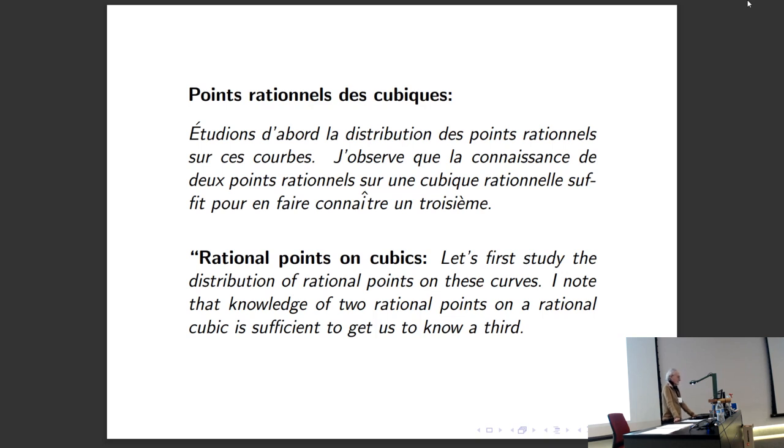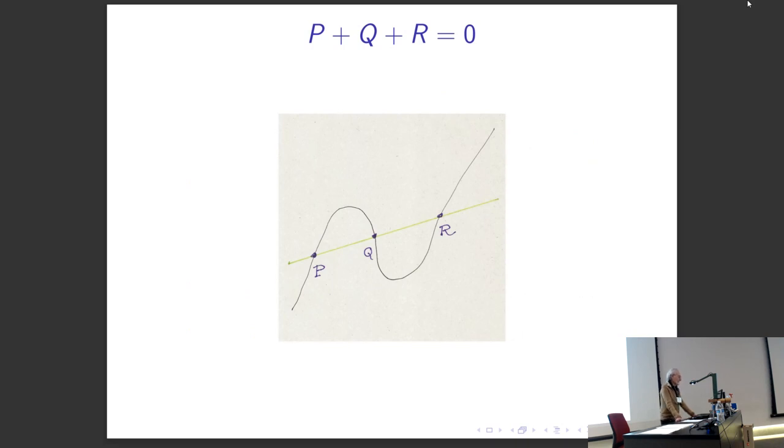Rational points on cubics. This is Poincaré in his paper. Let's first study the distribution of rational points on these curves. I note that knowledge of two rational points on a rational cubic is sufficient to get us to know a third. Actually, he writes faire connaître, which means I could also say get us acquainted with. Okay. For example, if you happen to be acquainted with P and Q in this picture, you get to know the point R on that cubic by drawing a straight line between P and Q and looking for that third intersection point.